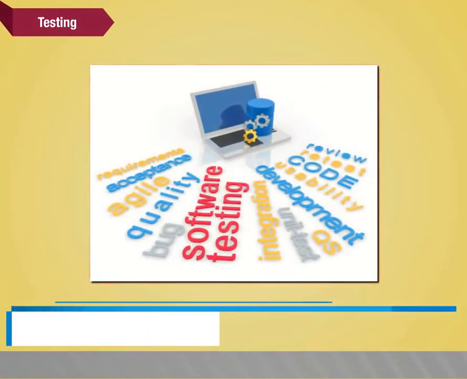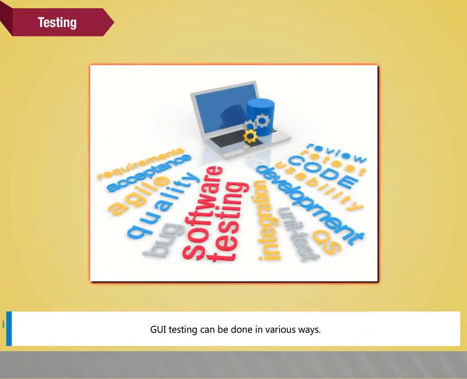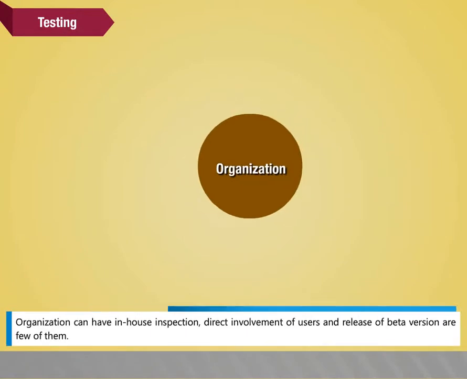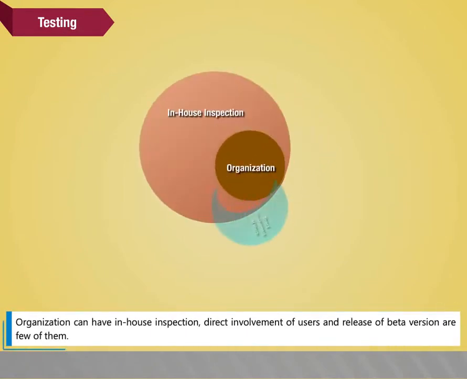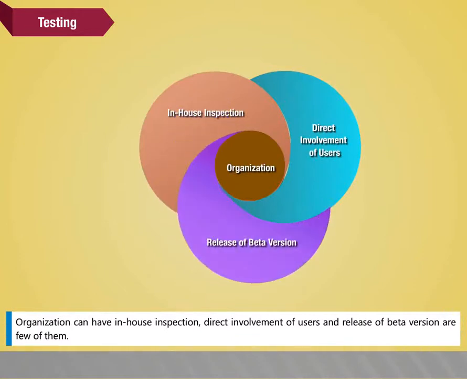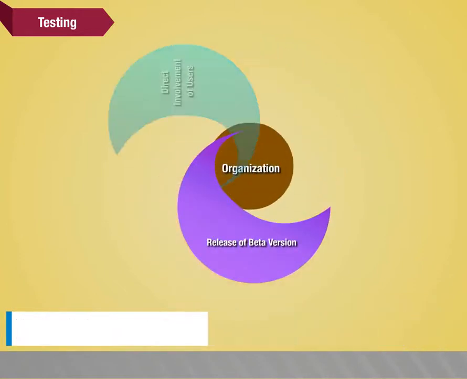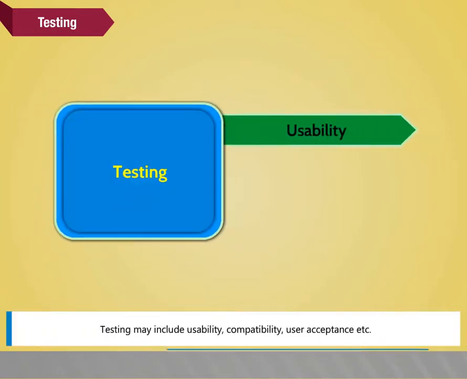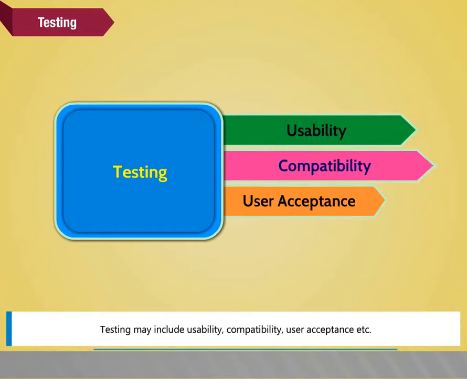Testing. GUI testing can be done in various ways. Organization can have in-house inspection, direct involvement of users, and release of beta version, or few of them. Testing may include usability, compatibility, user acceptance, etc.